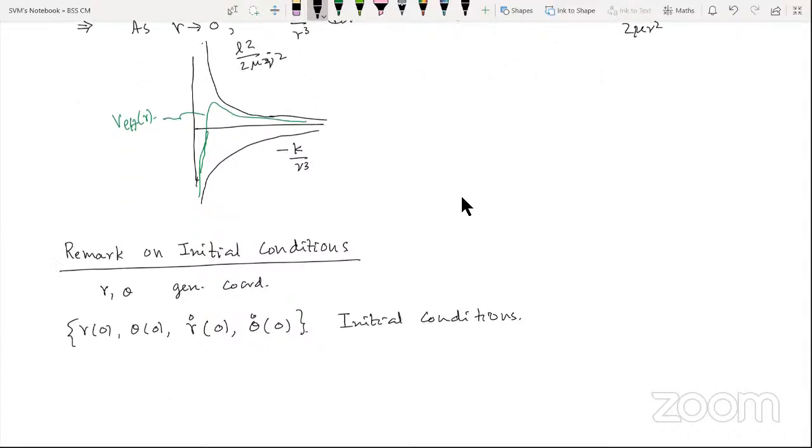But we can also think of this dynamics in the following way. Suppose you give two constants of motion, that means energy E is a constant of motion and L is a constant of motion. So you give E and L, then you give only two initial conditions like r at 0 and theta at 0. Okay, this is equivalent.